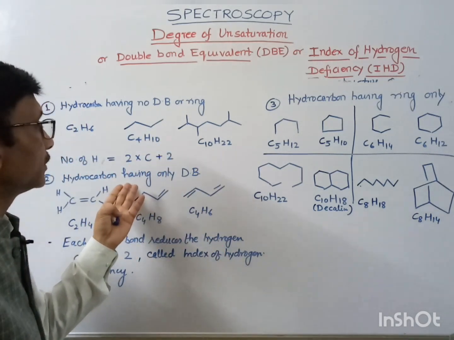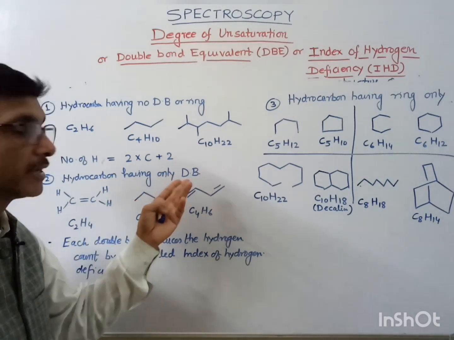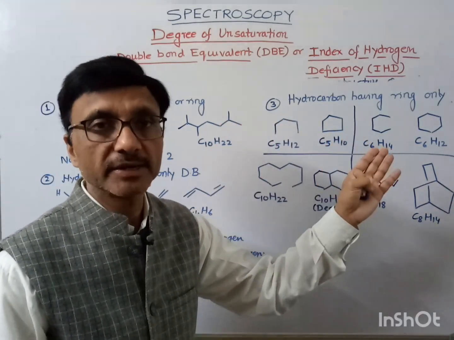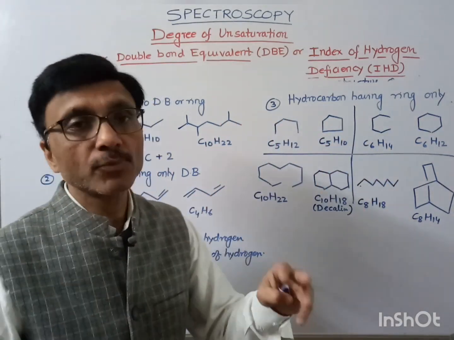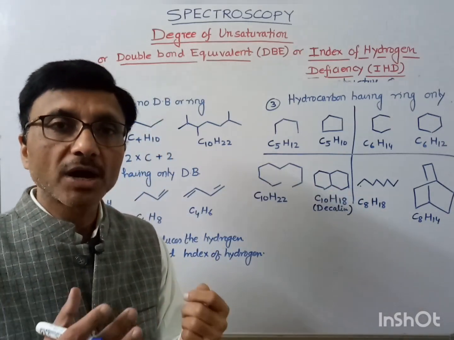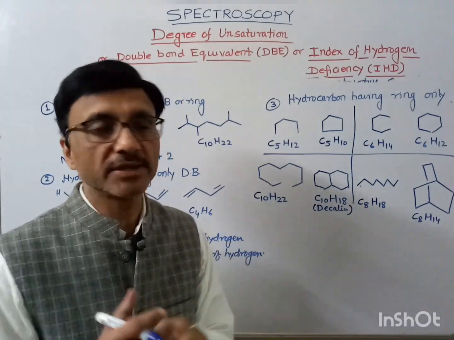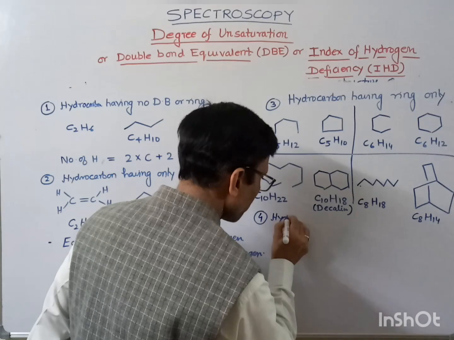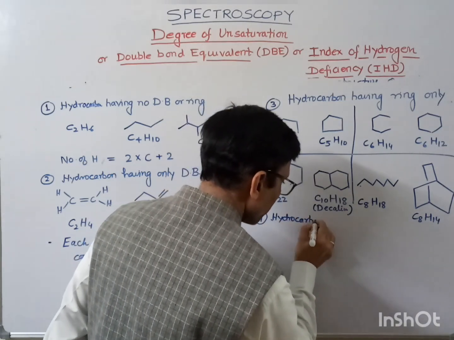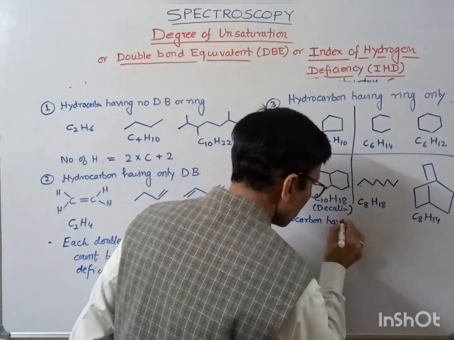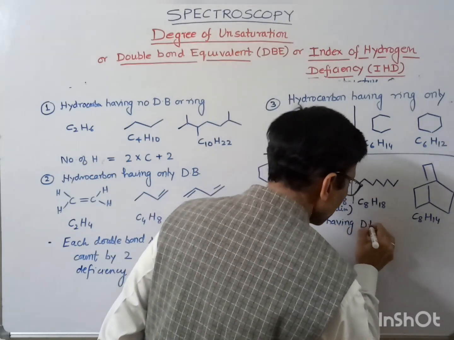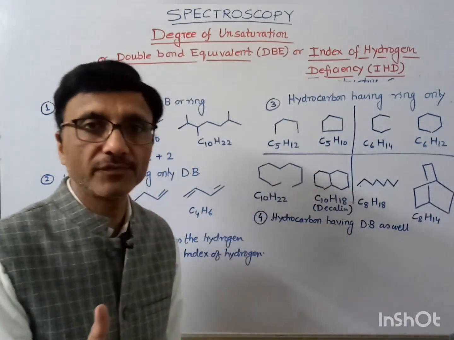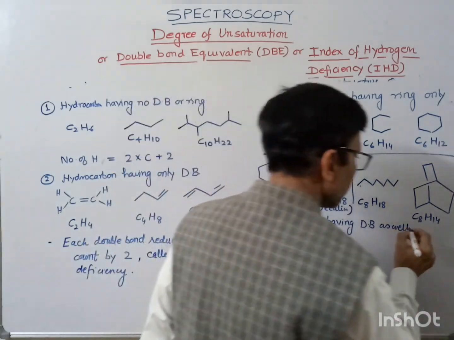If the hydrocarbon has a double bond, it reduces the hydrogen count by 2. If the hydrocarbon has a ring, it also reduces the hydrogen count by 2. And now suppose I take a case when a hydrocarbon contains a double bond as well as a ring. So next case, a hydrocarbon having a double bond as well as a ring. So in the same structure, we have a double bond as well as a ring.